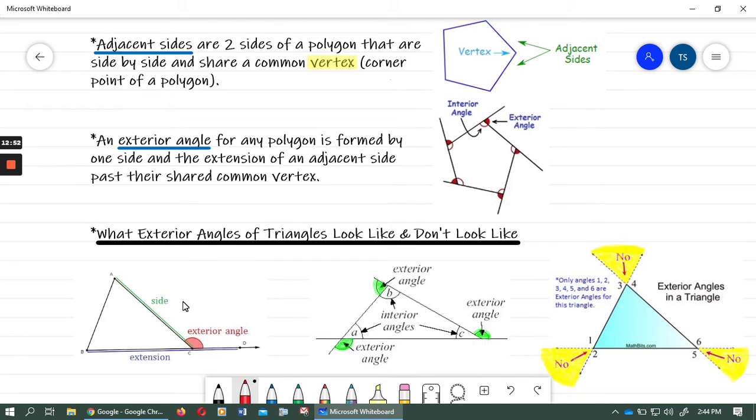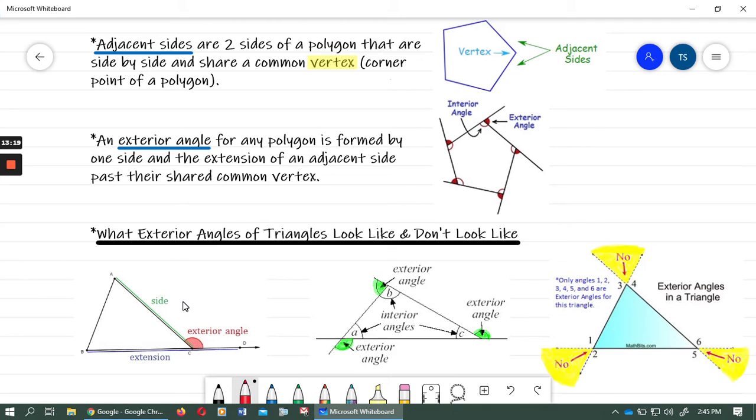And so in this one you can see they're showing one exterior angle in this diagram where they've got this side. That's one of the sides of the triangle, and they've got an extension of one of its adjacent sides, and you can see the exterior angle that gets formed there for this triangle.